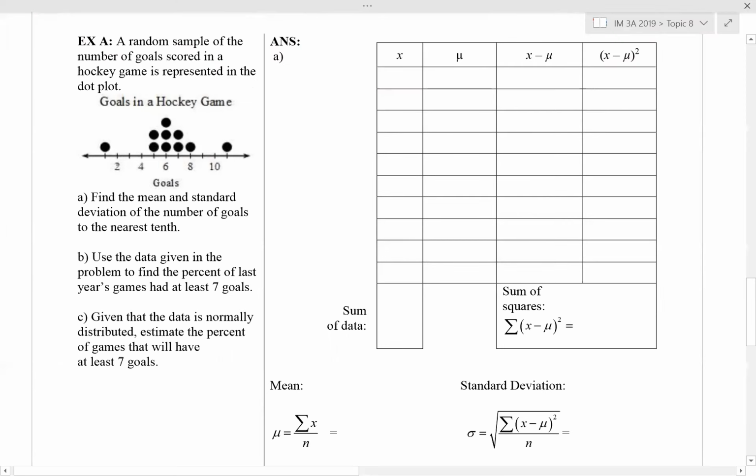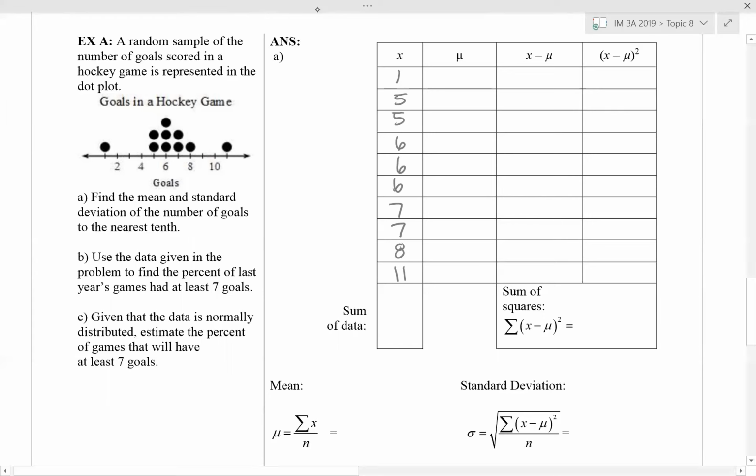So since this is labeled as 2, that means we have a 1. So 1 game that scored 1 goal, and then 2 games that scored 5. So 1, 5, 5. 3 that scored 6. 2 that scored 7, 1, 8, and 1 game with 11 goals. Okay, so we're just translating the dot plot into a data set.